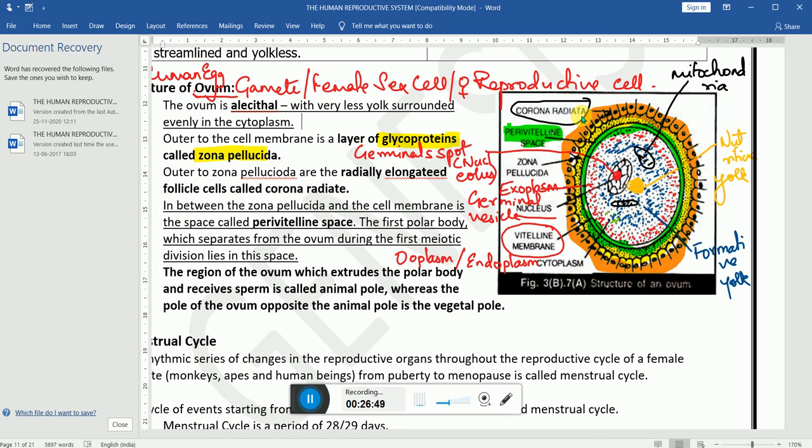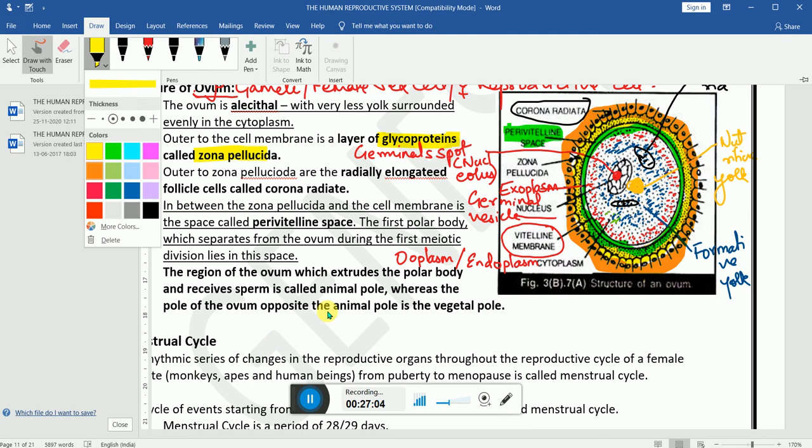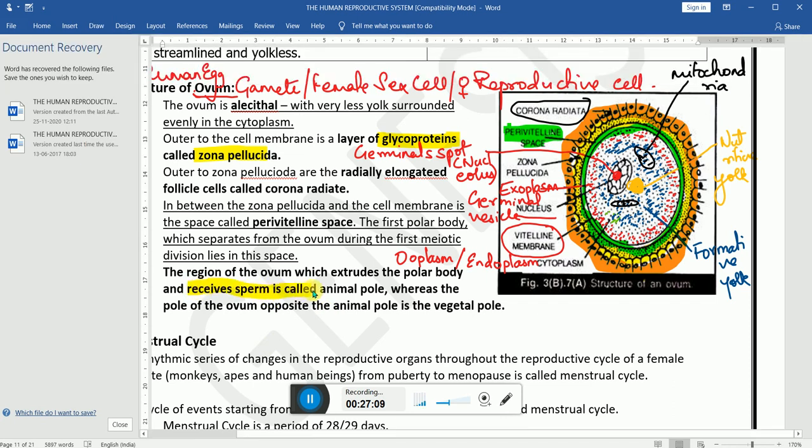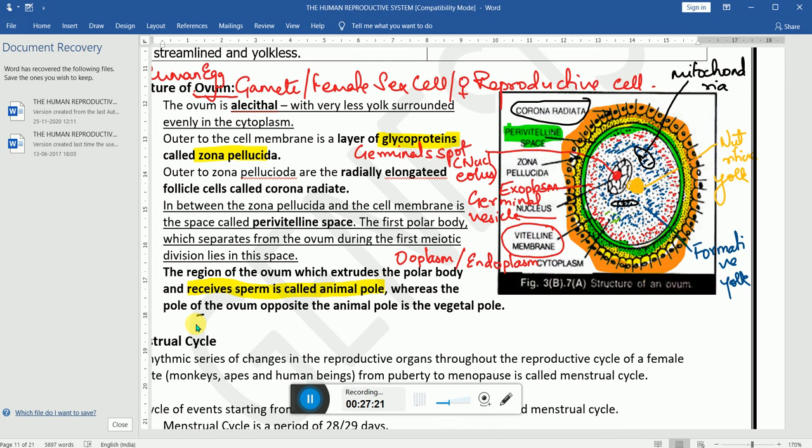And it is at this vegetal pole, students, that the polar bodies will be present, and the entry of the sperm is through the animal pole. So you will remember this very important thing. Let me just highlight it for you over here. Sperms enter through the animal pole. And that is the only reason, students, that for this nucleus we use the term eccentric. Let me write it for you. Just give me a sec.